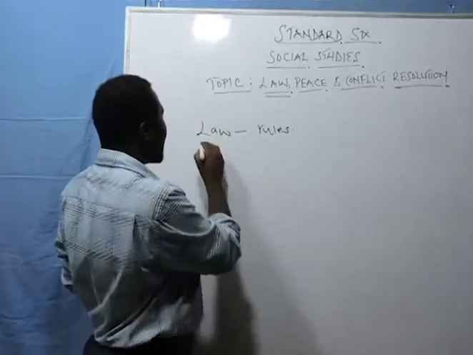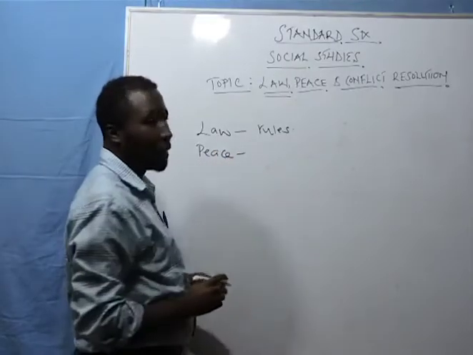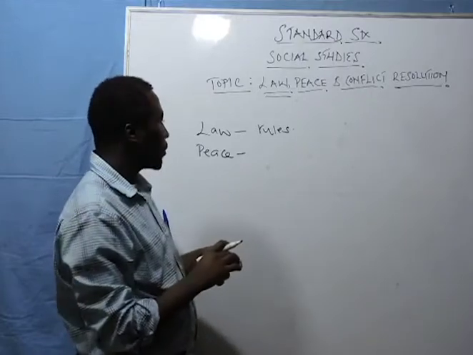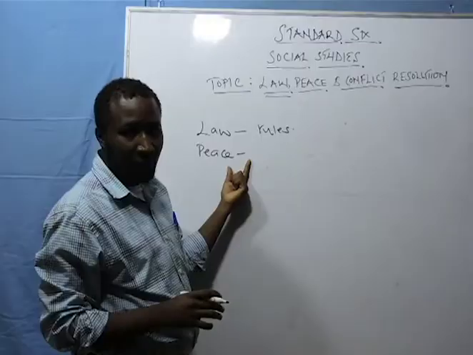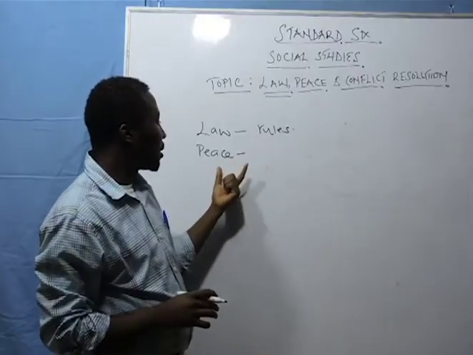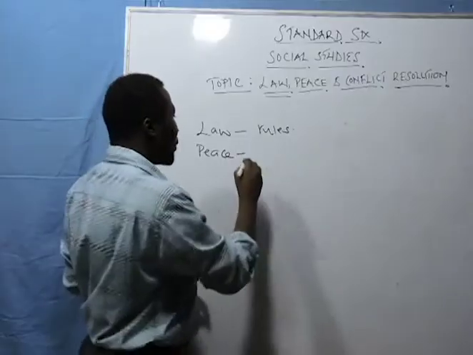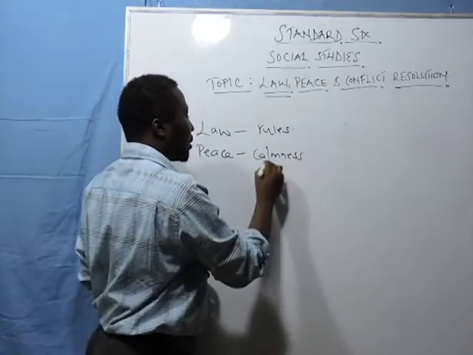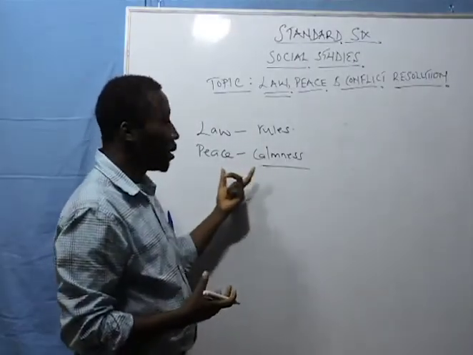The second term is peace. What do you mean by peace? Peace is a state of a country whereby there is no disagreement or any conflict. Maintaining peace is a state of calmness. When a state or a country is calm, there is no war. That's what we call peace.